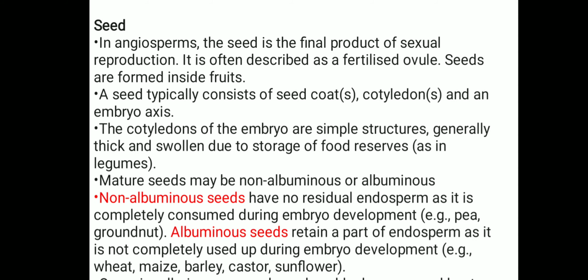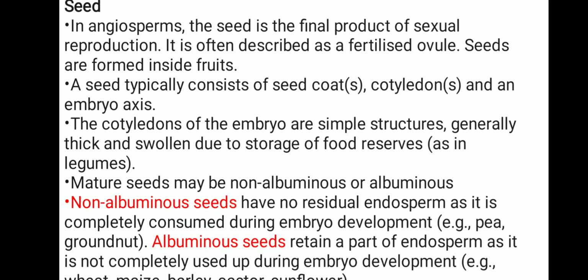Hello students. Next topic, chapter number 2, seed and fruit formation. First come to the topic seed. We know that in case of the angiosperms, seed is called the final product of sexual reproduction. Means after sexual reproduction, what we get at the last is the seed. It is often described as a fertilized ovule.